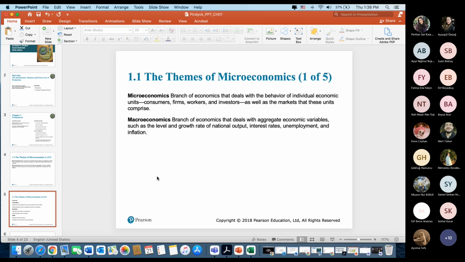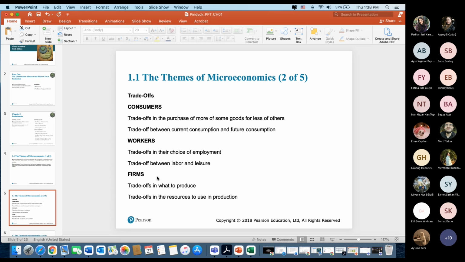Okay. And the trade-offs: we have consumers, workers, and the firms. These can be a substitute to each other. How? Consumers trade off in the purchase of more of some good for less of others, like the trade-off between current consumption and future consumption. Suppose your income is going to increase in the future, so you consume less today and consume more in the following years, okay?